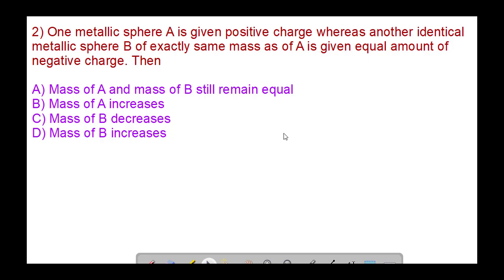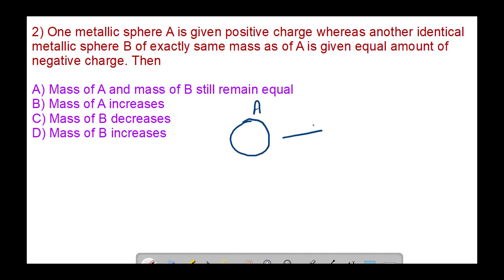Next is question number 2. One metallic sphere A is given positive charge, whereas another identical metallic sphere B of same mass as A is given equal amount of negative charge. Then: mass of A and B remain same, mass of A increases, mass of B decreases, or mass of B increases. These are the four options. So we are given a metallic sphere, let us take this as A.